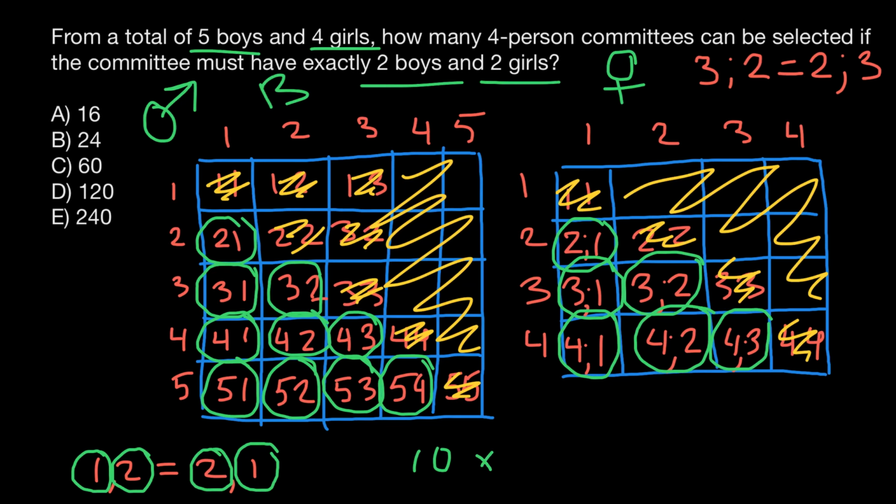So 10 combinations of boys multiplied by 6 combinations of girls gives us 60 unique combinations for a committee of 4 people made up of 2 boys and 2 girls. So as you see, this is answer C.